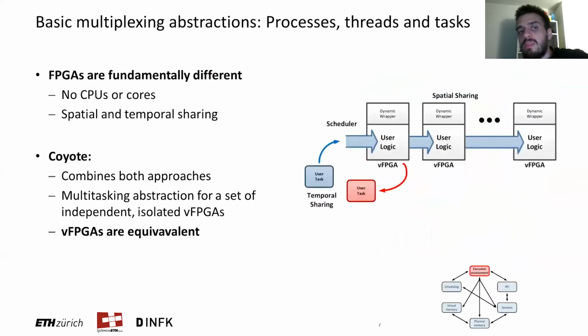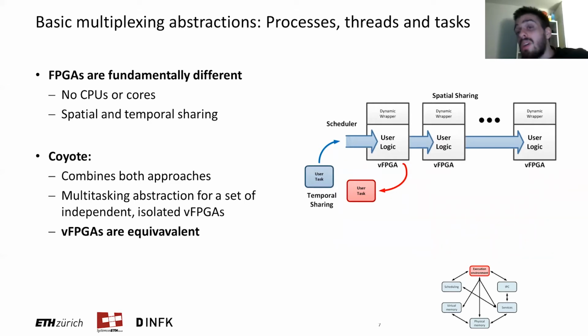Now, moving on into the abstractions, the basic abstractions used for multiplexing and virtualizing the CPU resources are processes, threads, and tasks. On the FPGAs, things are fundamentally different since we don't necessarily have CPUs or cores on which to base these abstractions. So instead, the FPGAs use spatial partitioning of the FPGA fabric and partial reconfiguration, where certain portions of the FPGA logic are swapped on the fly without affecting the operation of the rest of the FPGA.